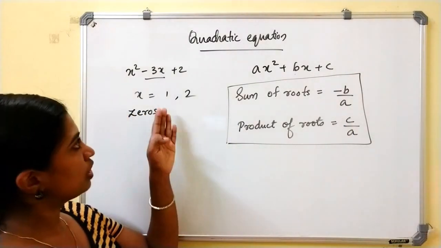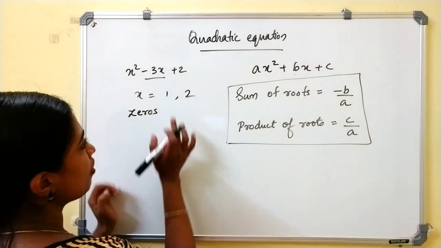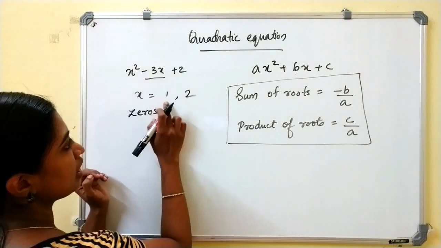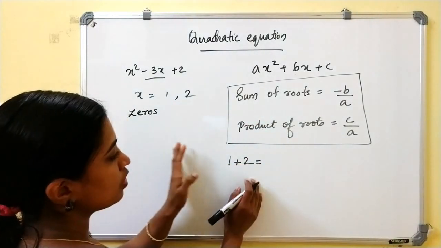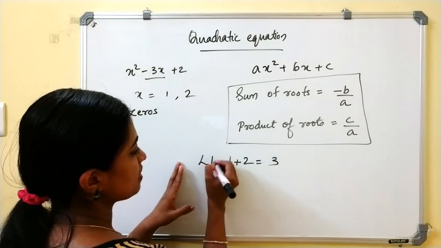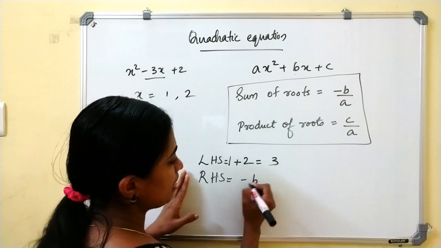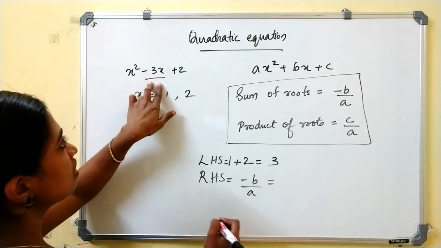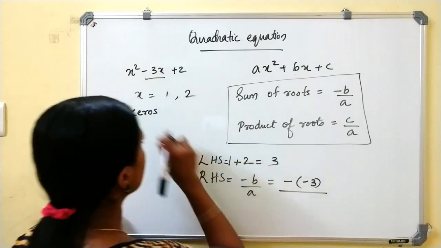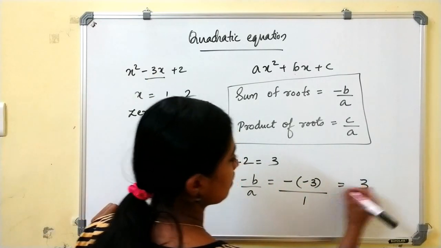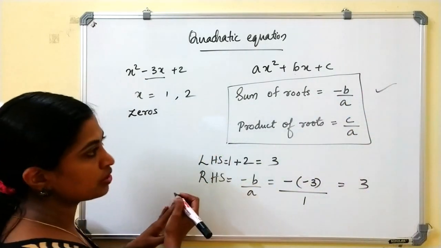So, in this example, we can cross-check this. Sum of roots: we have obtained the roots of this quadratic equation as 1 and 2. So, the sum of the roots is 1 plus 2, which is equal to 3. This is LHS. And RHS is minus b by a. In this equation, minus of b is minus of minus 3, by a which is 1, so 3. LHS and RHS are equal. So, this is correct.